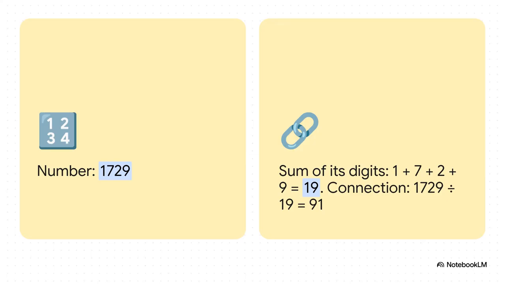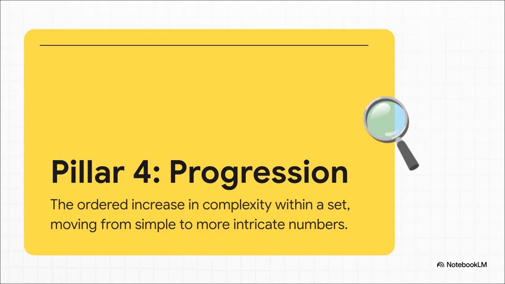Let's grab 1729 from our puzzle. If you add up its digits, 1 plus 7 plus 2 plus 9, you get 19. And what do you know? 1729 is perfectly divisible by 19. And the result? It's 91. And just like that, bam, 2 numbers from our puzzle are connected. Now, beyond these direct connections, munasaba also looks for a sense of progression.